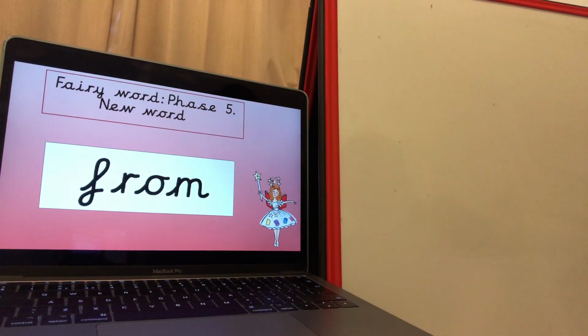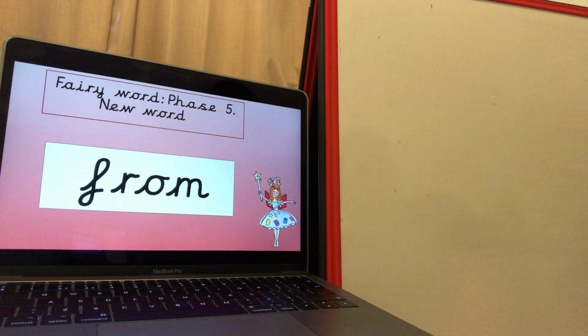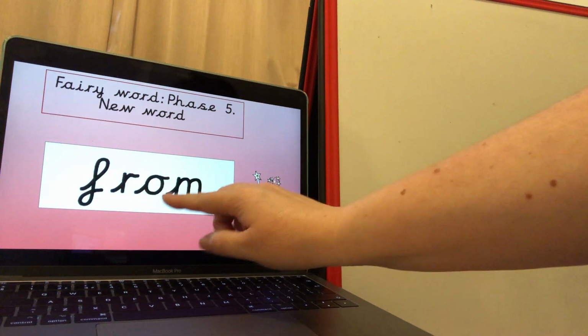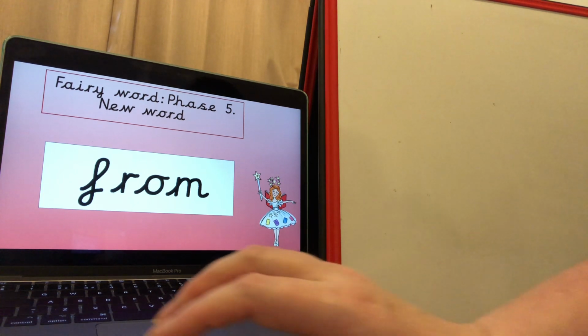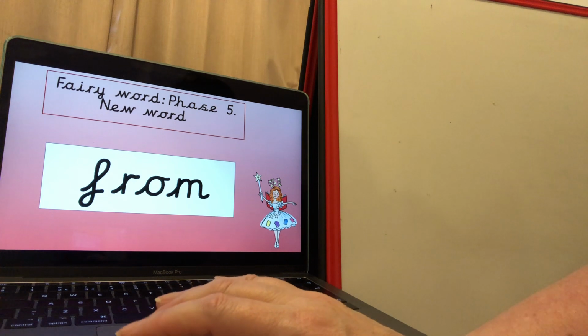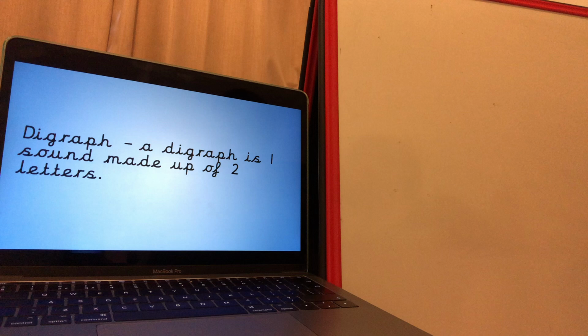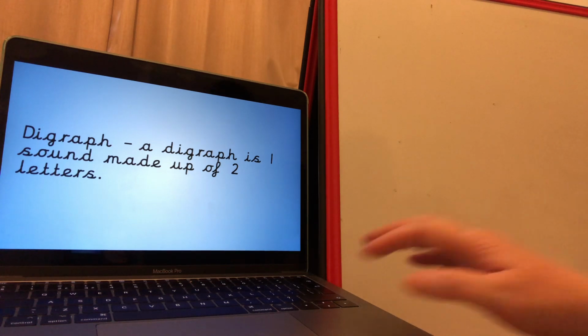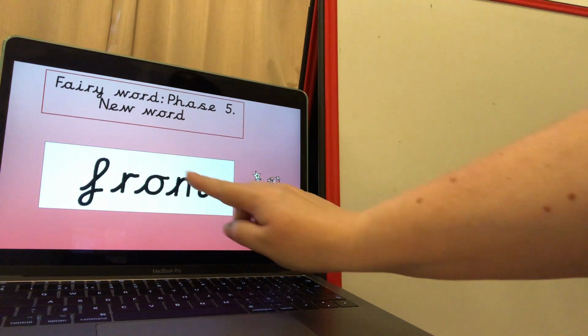Okay, our next word is a fairy word. It says from. The word from is spelt F-R-O-M. We say, the word from is spelt F-R-O-M. You say. Okay, I want you to pause the video in a minute when I've made the word disappear and have a go at writing it. So check whether you got that word right. The word from is spelt F-R-O-M.